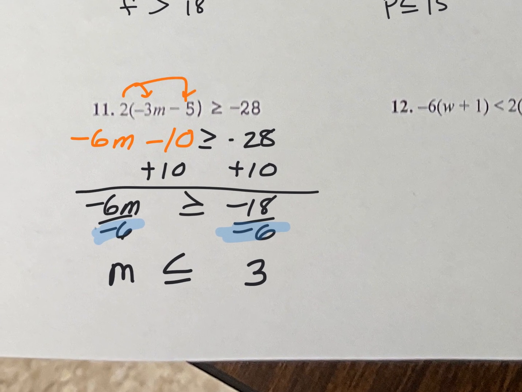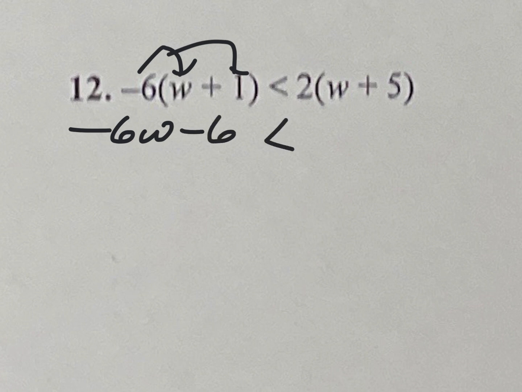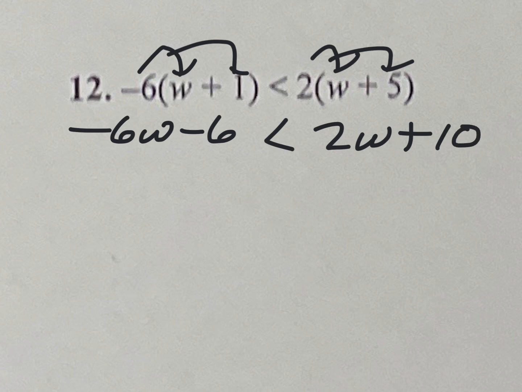Anybody not okay if I go over to number 12? Oh, I got it. I was looking at 12. All right, so number 12, same deal. We're going to distribute. That's going to be negative 6w minus 6. Over here, I'm going to distribute 2, so 2w plus 10.